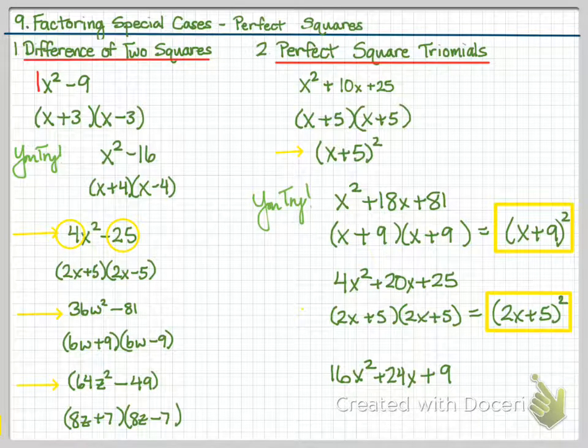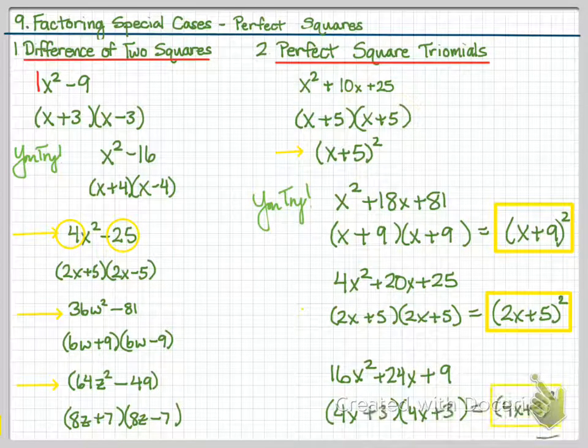Last one, let's try 16x squared plus 24x plus 9. Recognize that 16 and 9 are perfect squares. Let's break that up and see if that works. 4x and 4x, 3 and 3. But we have to test it out. Do 3 times 4 and 3 times 4 add up to 24? Well, 3 times 4 is 12, and 3 times 4 is 12. Together, they add up to 24x in the middle. And we cleanly write that as the quantity of 4x plus 3 squared.